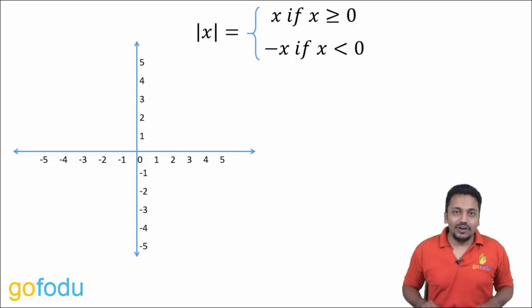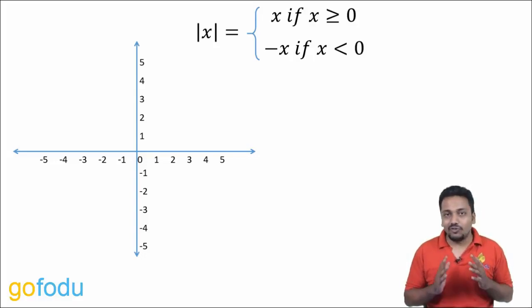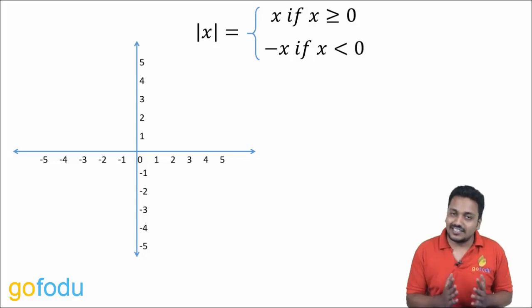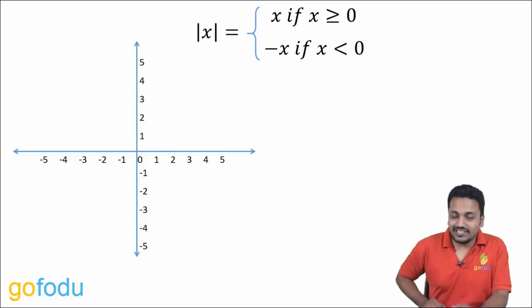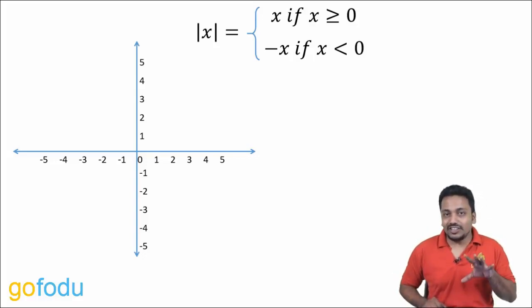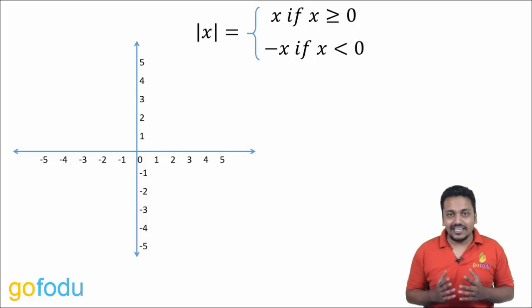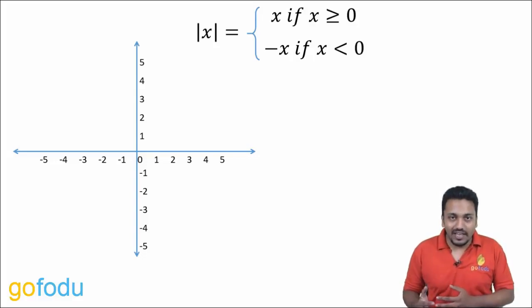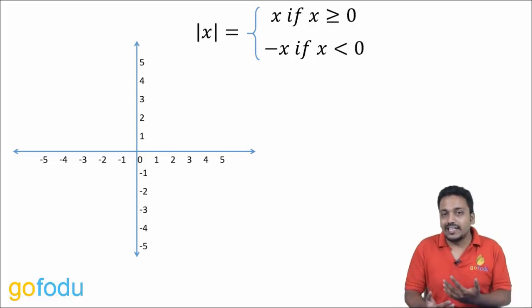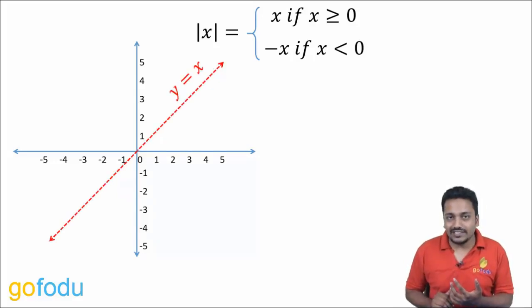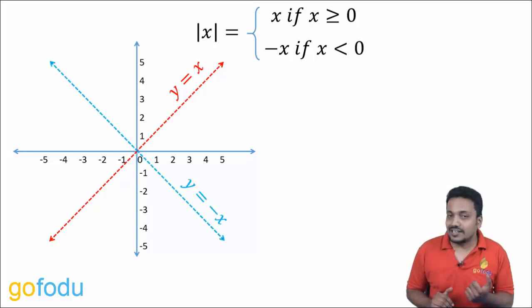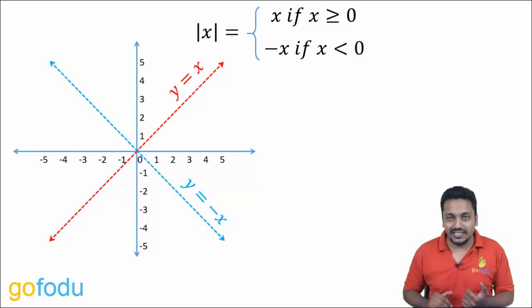In this video, we'll deal with graphs of equations involving modulus sign. Starting with the very basic, mod of x. Now this is how we define mod of x, right? We define it with two conditions, x greater than or equal to 0 and x less than 0. And if you have gone through the video on linear equation, this is the graph for y is equal to x and this is the graph for y is equal to minus x.